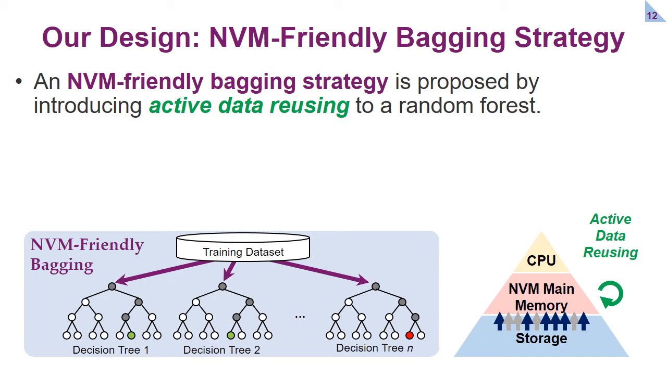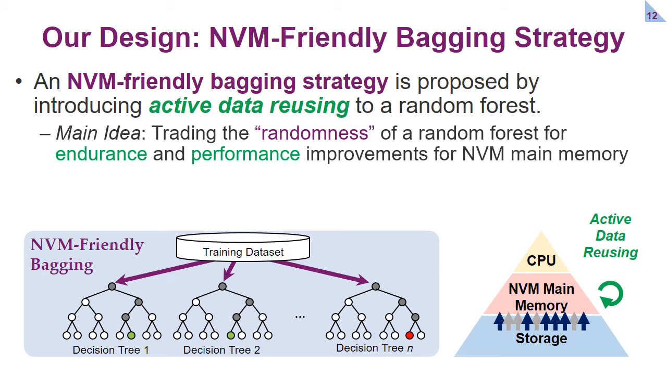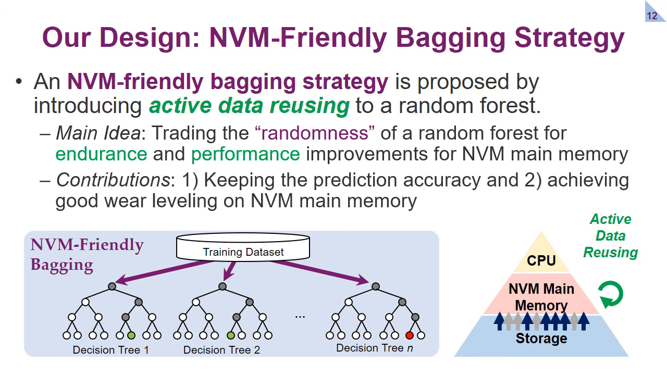Based on the above observation, we propose an NVM-friendly backend strategy to reuse the active data for a random forest. The main idea is to treat the randomness of the random forest for endurance and performance improvement for NVM memory. And our contribution is to keep the prediction accuracy while achieving good reliability on NVM memory.